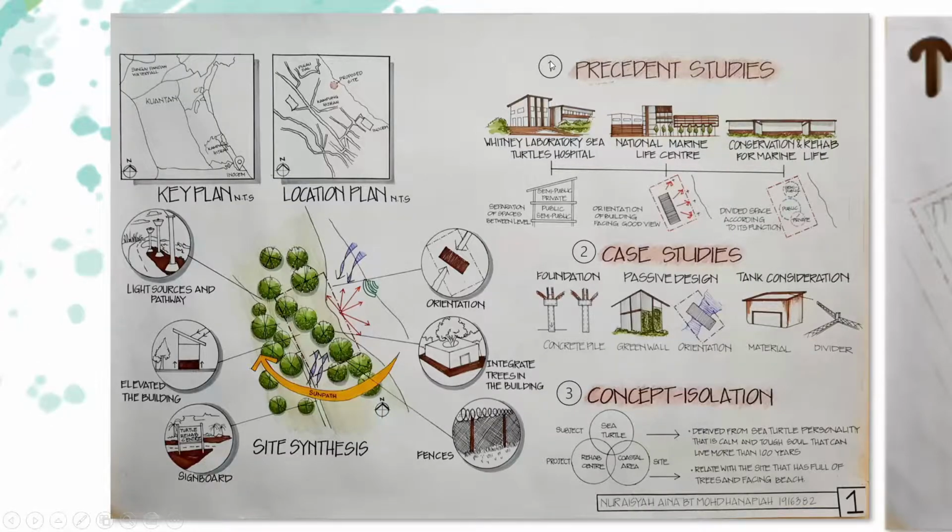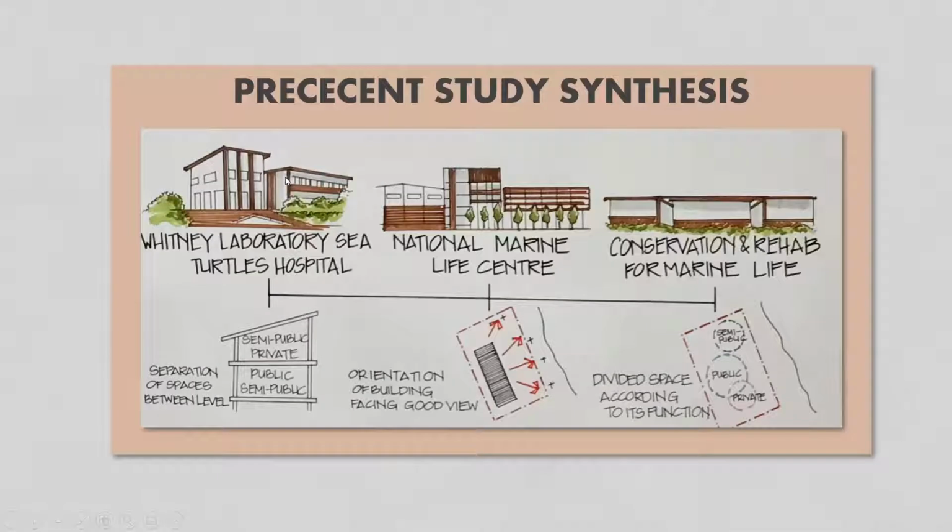And we move on to the precedent studies. I have studied three buildings, which are Whitney Laboratory Sea Turtle Hospital, National Marine Life Center, and the last one is the conservation and rehabilitation of marine life animals. And what can be synthesized is the first one is the separation of spaces between two levels according to specific function. The main space for the ground floor is public and semi-public, and for the second floor is semi-public and private. Next is the orientation, that is, orientated the building facing the northeast and southwest to avoid direct sunlight.